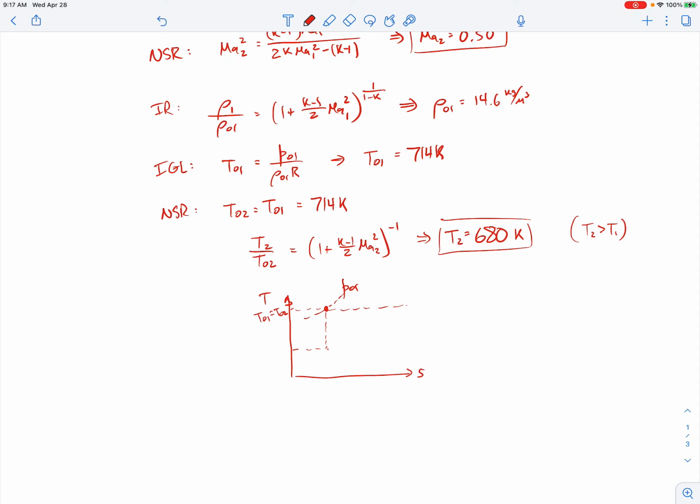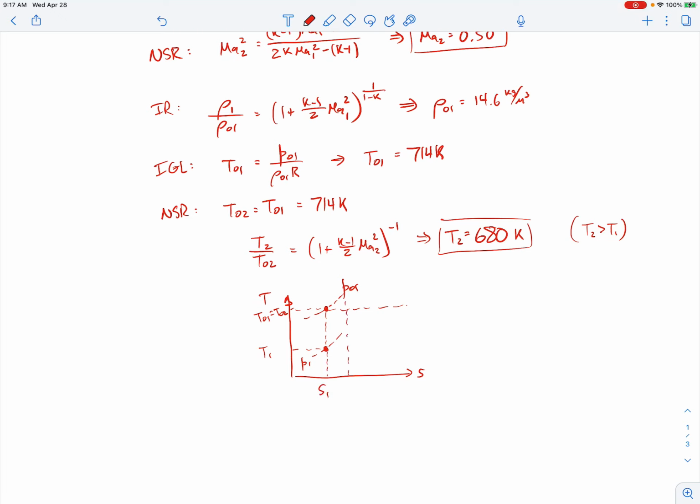Here's our T1 and our pressure P1. Let me put the pressure on the other side. So there's P1. So here's where we're starting, just upstream of the shock. And then across the shock, we know that the pressure will increase, the temperature will increase, so that'll put us on a line, and also the entropy will increase. So we'll be somewhere along this line here.